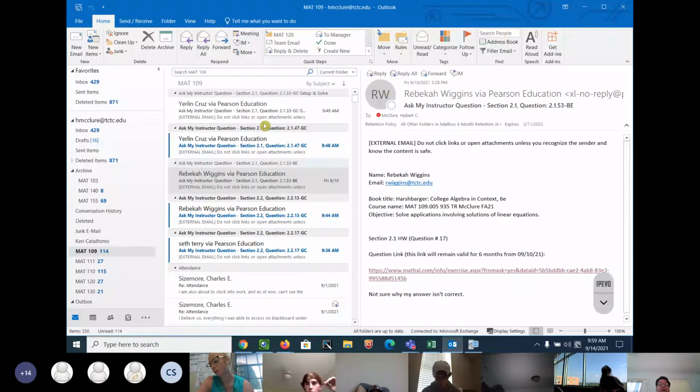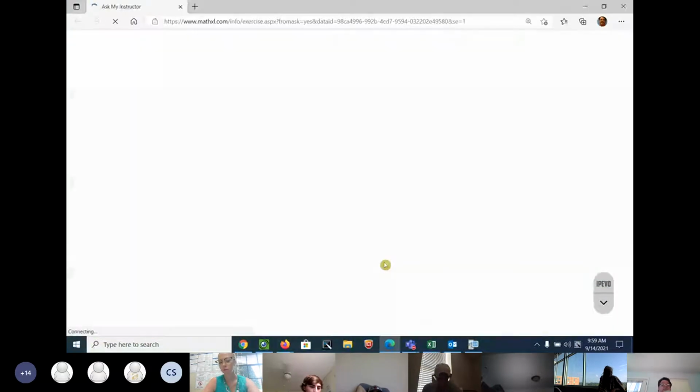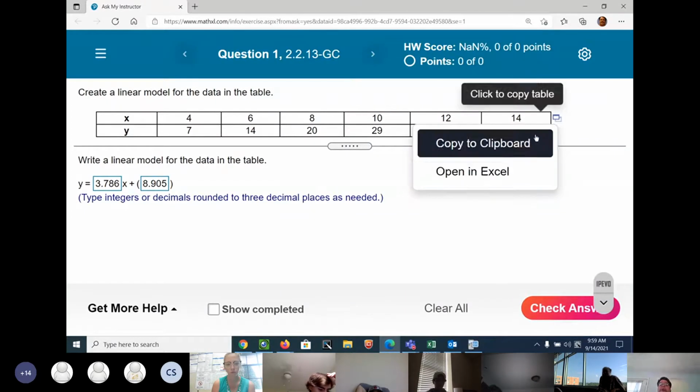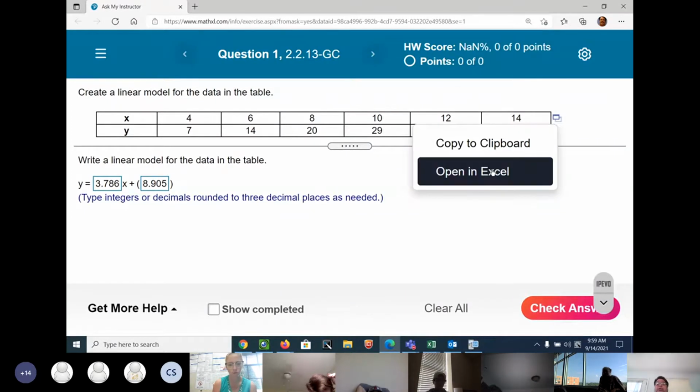All right, 2.2, 13/9. Is it a test question? Oh, yeah. Write a linear model. I'm going to go through Excel. You can go through the calculator. I'll show you both. So first, Excel. Click on Excel, and you can use Excel on the test.